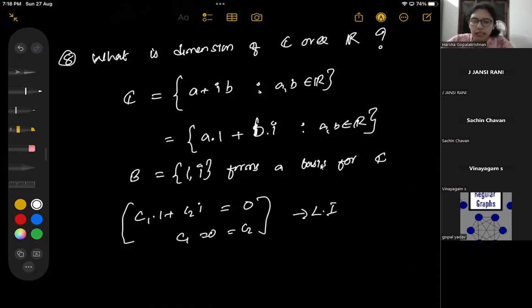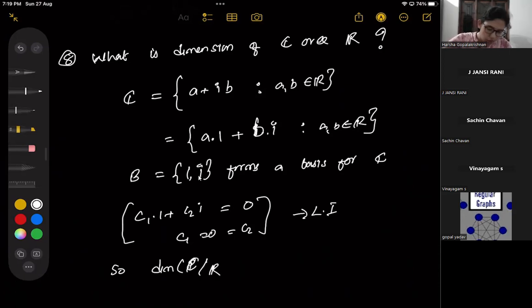So what happens here is that 1 covers all the real part and i covers all the imaginary part. Taking the linear combination means it covers all the complex numbers. Since B has 2 elements, we can say the dimension of C over R is 2.